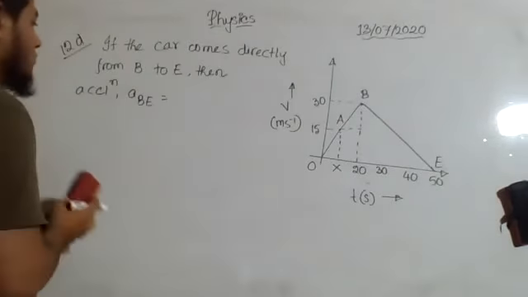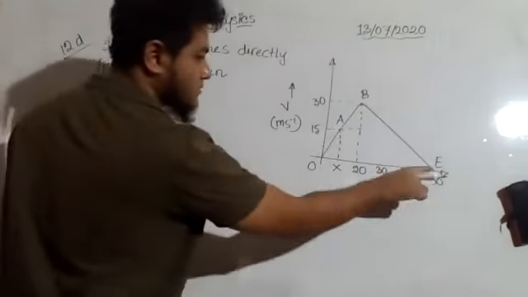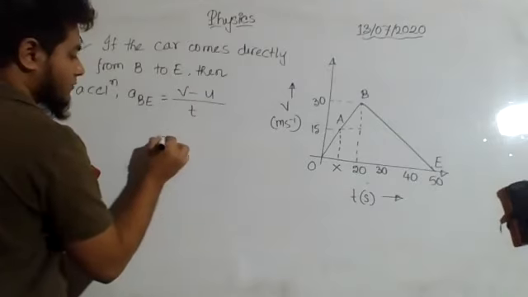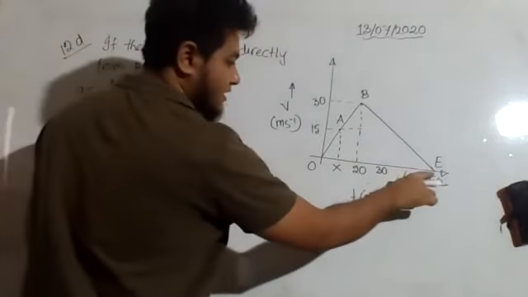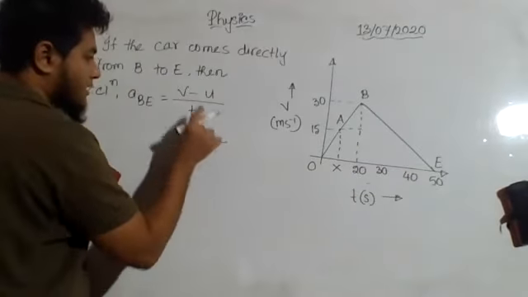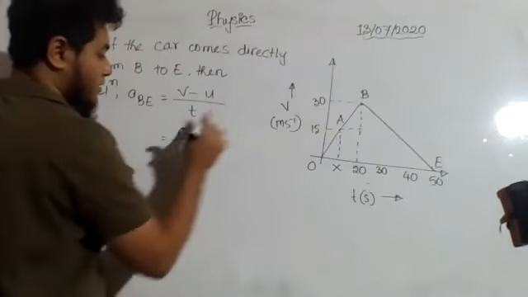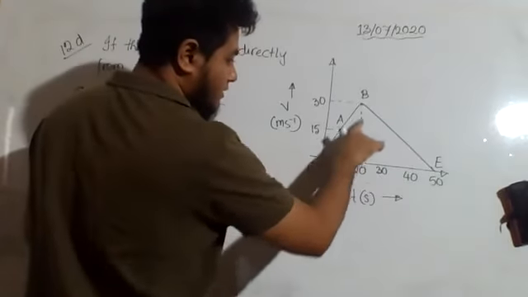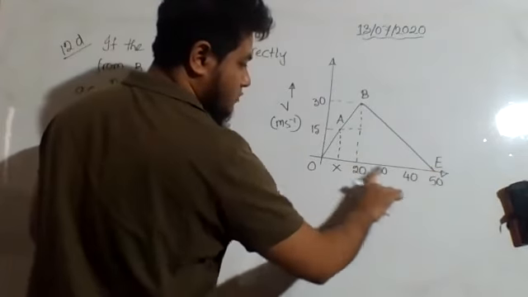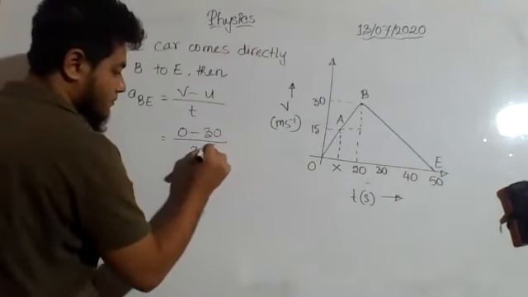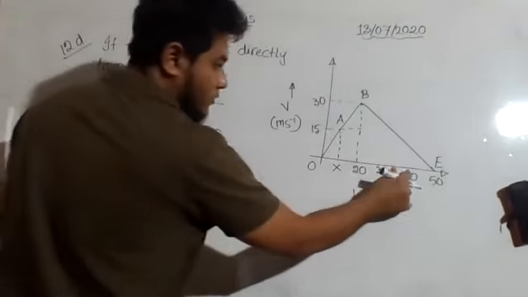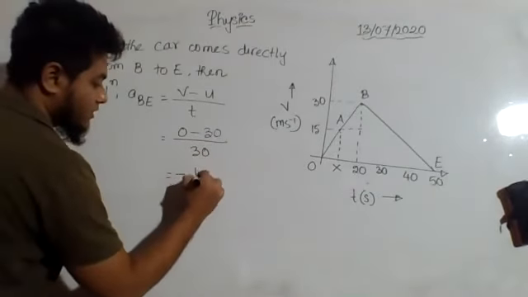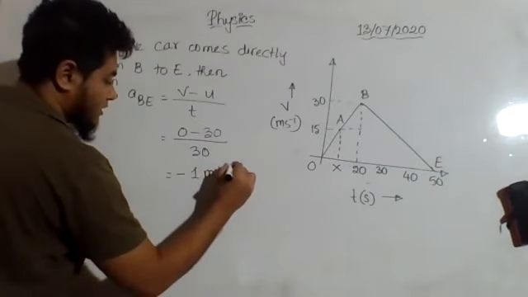Okay, so now acceleration of BE we will calculate. V minus U divided by t. The final velocity is at E, which is 0, minus initial velocity, here 30, divided by the time t, 20 starting from 20 ended at 50, so 30, right? 10, 20, 30. Yes. So minus will be there. 30 divided by 30 will give us 1 meter per second square.